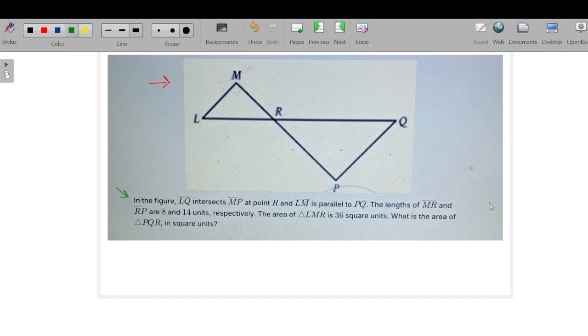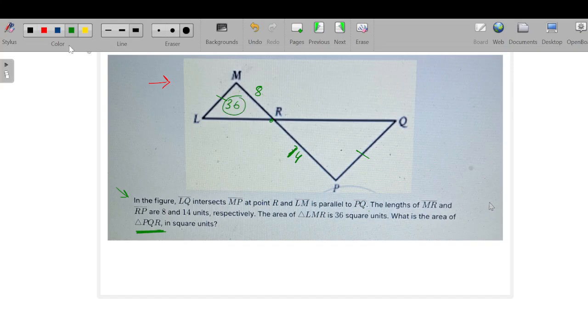So the question is right here. In the figure, line LQ intersects MP at point R. LM is parallel to PQ. These two lines are parallel. The length of MR and RP is given. MR is 8 units and MP is MR and RP. RP is 14 units. You have to find out the area of PQR, where the area of LMR is given, which is 36 square units.